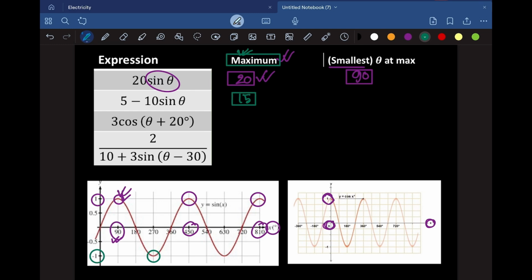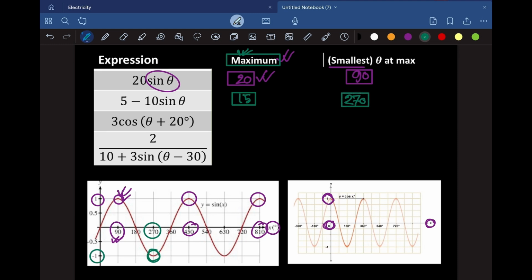Now we have to figure out the theta value at which this 15 occurs. We know this 15 occurs when the degree is 270. So it will be 270.